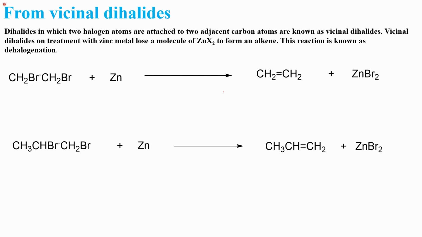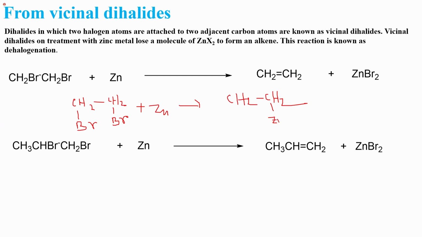Now, suppose you have a CH2Br and then another CH2Br, so one Br here and another Br here. Now you have a zinc molecule. In the presence of zinc, what will it form? Zinc will insert into the carbon-halogen bond, so first it will form CH2, CH2, ZnBr, and this is also another Br. Now it will go here and the Br will come out.